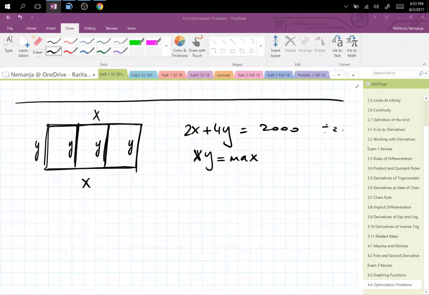All right, what's the answer over here? Y equals 250, X equals 500. 500 by 250 yards. Great.